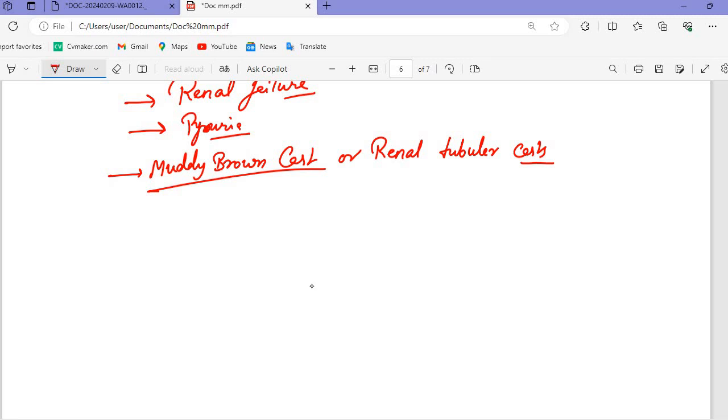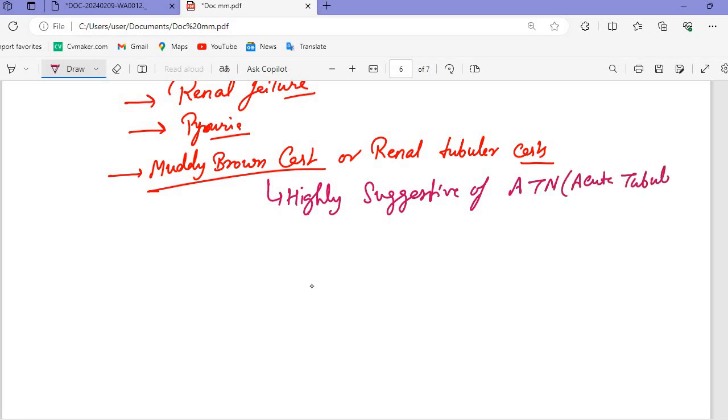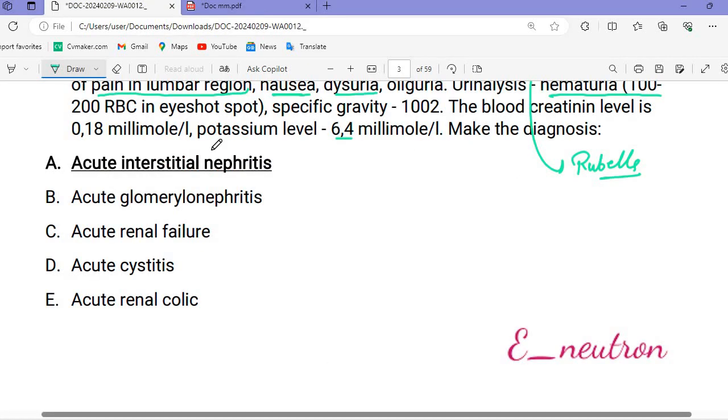See, if you get in the questions muddy brown cast or renal tubular cast, that is highly suggestive of acute tubular necrosis, or we can call these conditions acute interstitial nephritis. Acute tubular necrosis or acute interstitial nephritis. Okay, so this is what we have about interstitial nephritis.